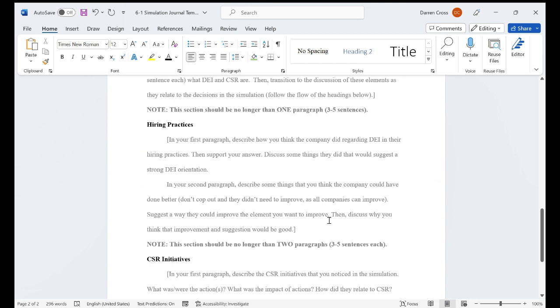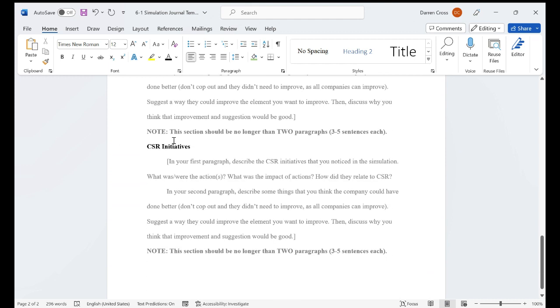Suggest a way that they can actually improve that element that you think they can improve on. So how do you think they can improve that thing that you think they could have done better? And then discuss why you think that this improvement and your suggestion of how to improve would be good. Make sure that you're talking about DEI stuff here, though. So make sure this is focused on DEI. All right, that takes care of the hiring practices, the DEI section of the paper.